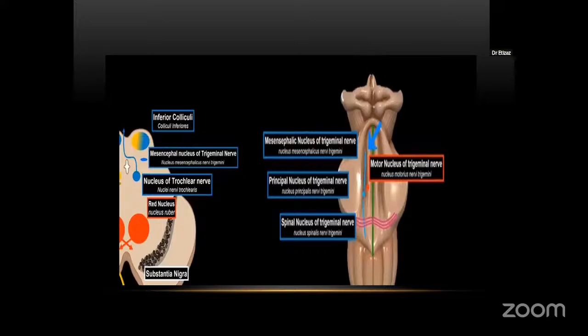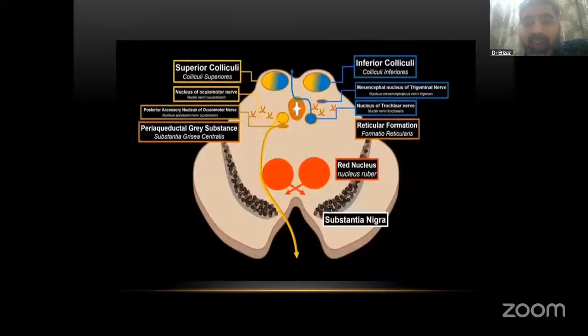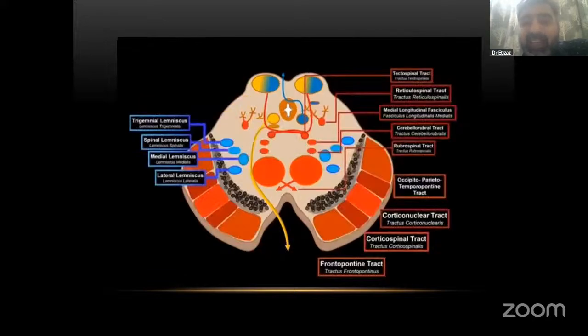So we have completed the gray matter nuclei. Now come to the white matter tracts. It's quite easy, and you know very well what tracts are. I will not go into detail. You will tell me what tracts will be there. So these are all the tracts.